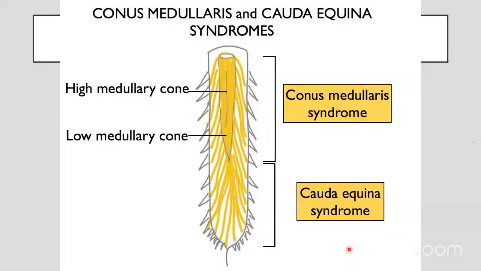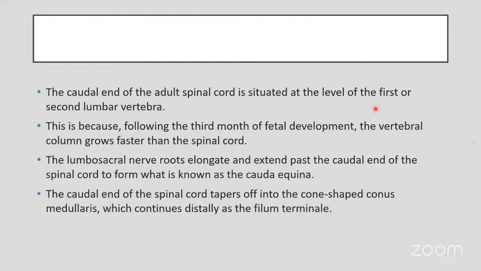Moving on to conus medullaris syndrome and cauda equina syndrome. Conus medullaris syndrome is the involvement of the spinal cord at the level of T12 to L1, and cauda equina syndrome is the involvement of the nerve roots from L1 to L5 and the sacral and coccygeal nerve roots.